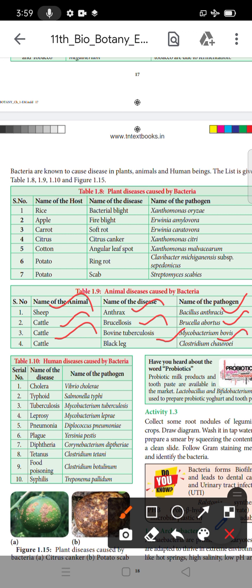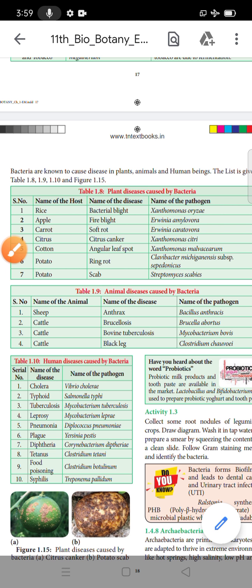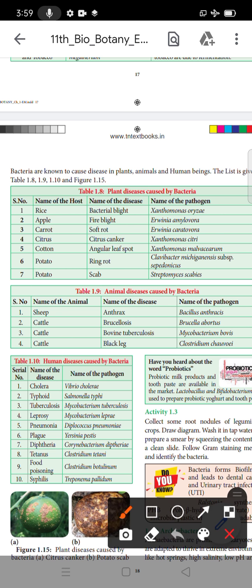Mycobacterium bovis. Already in humans also, it is a bacterium causing tuberculosis. What is the name of the bacteria? It is Mycobacterium tuberculosis. In the same way, the cattle also get tuberculosis. What is the name of the bacteria? Mycobacterium bovis.